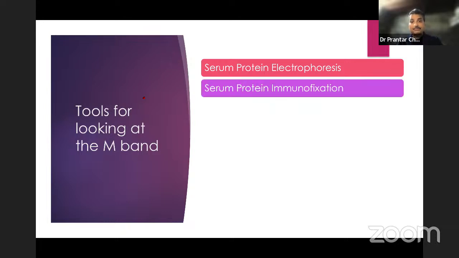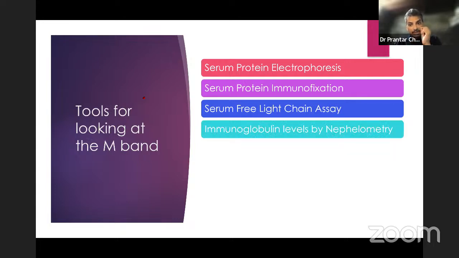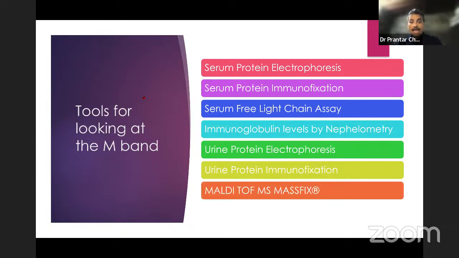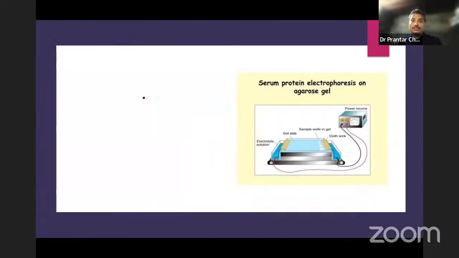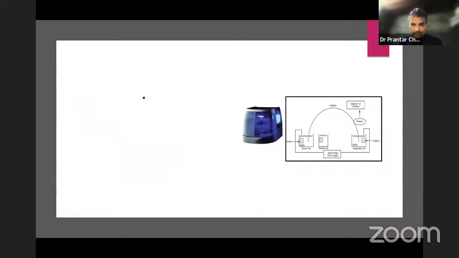Protein electrophoresis, protein immunofixation, serum free light chain assay, immunoglobulin levels by nephelometry, urine protein electrophoresis, urine protein immunofixation, and proteomic study, that is MALDI-TOF, MASFIX, which is the latest child in the block and which is most sensitive. So, as the name suggests, protein electrophoresis is usually done on an agarose gel, basically tries to differentiate the different proteins in the plasma, and based on their electrical charge and the mass, they are fixed and stained, and that is how you get that, right?